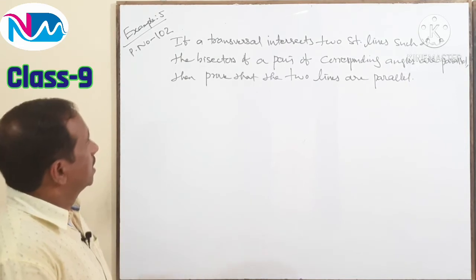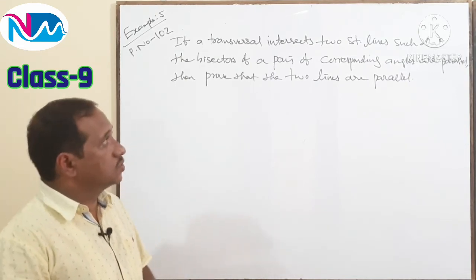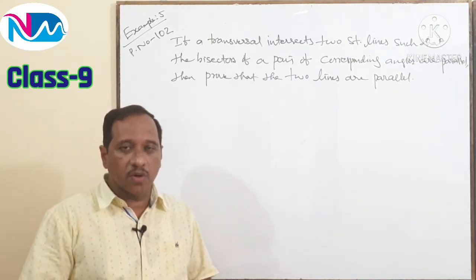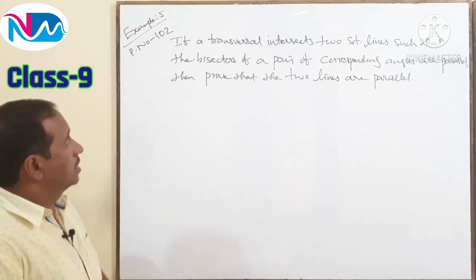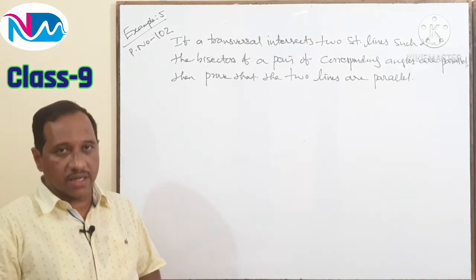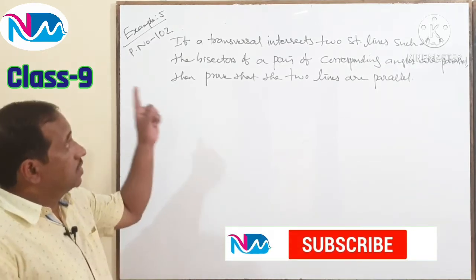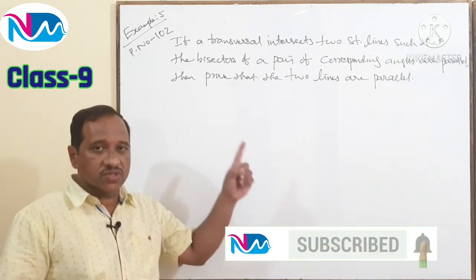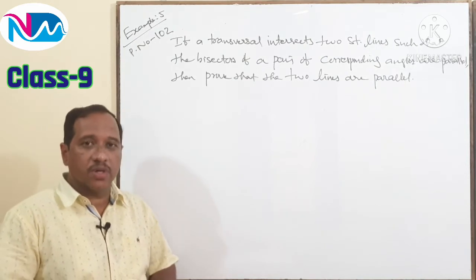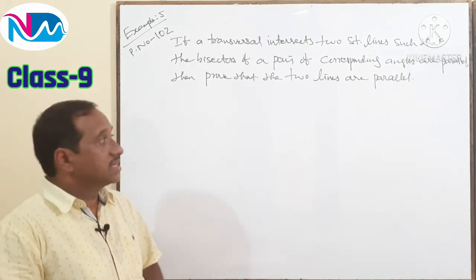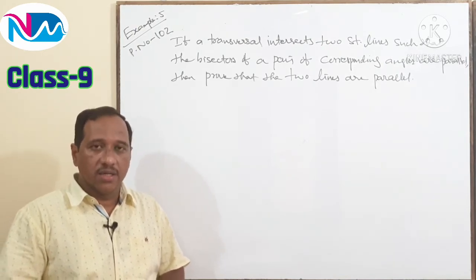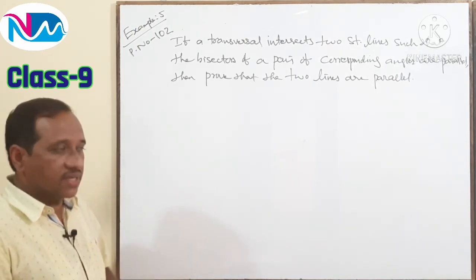The question is, if a transversal intersects two straight lines such that the bisectors of a pair of corresponding angles are parallel, then prove that the two lines are also parallel. I repeat, if a transversal intersects two straight lines such that the bisectors of a pair of corresponding angles are parallel, then prove that the two lines are also parallel. So here we have to draw a figure.